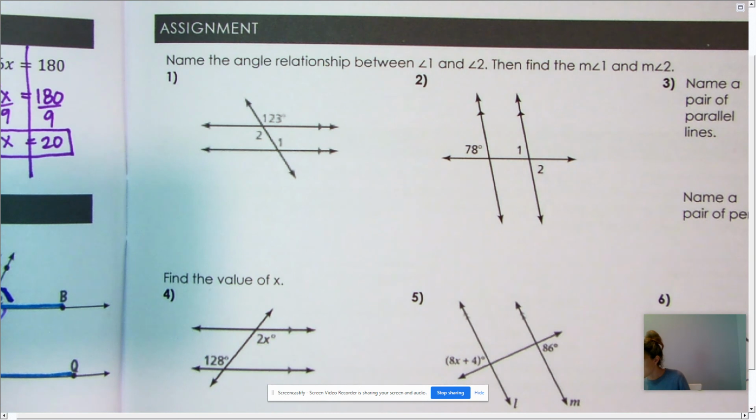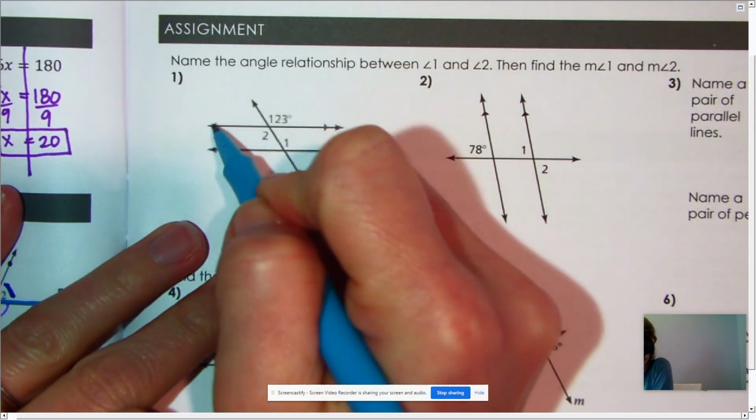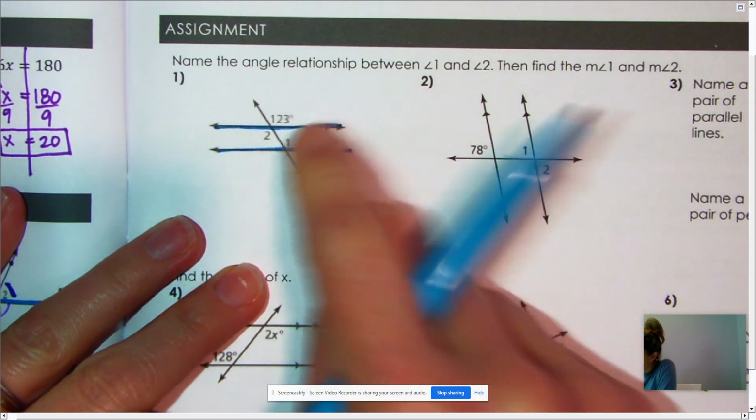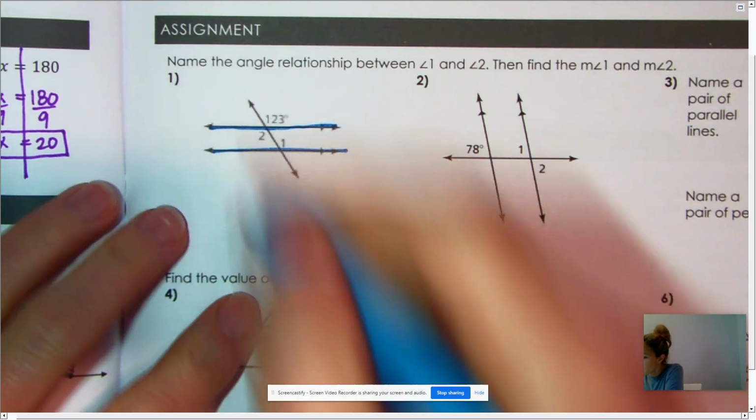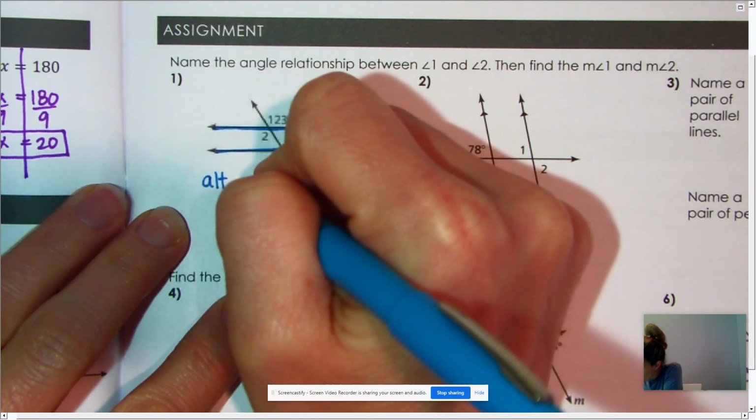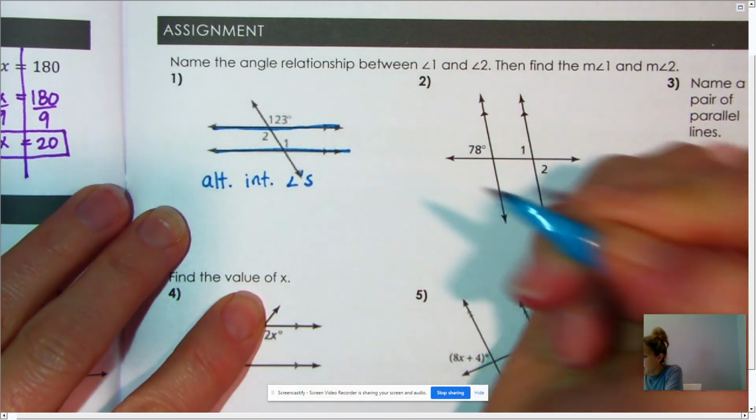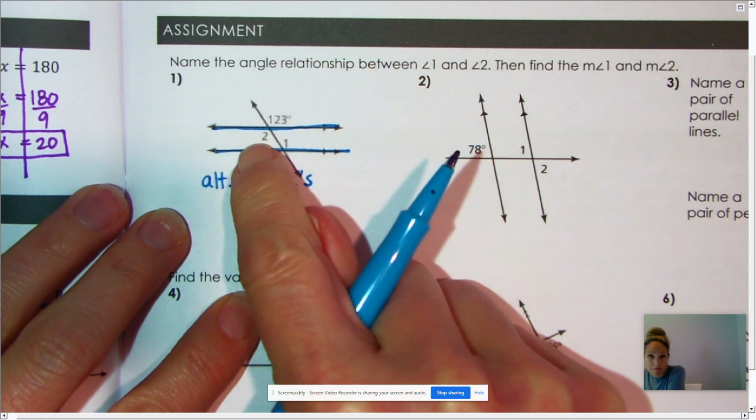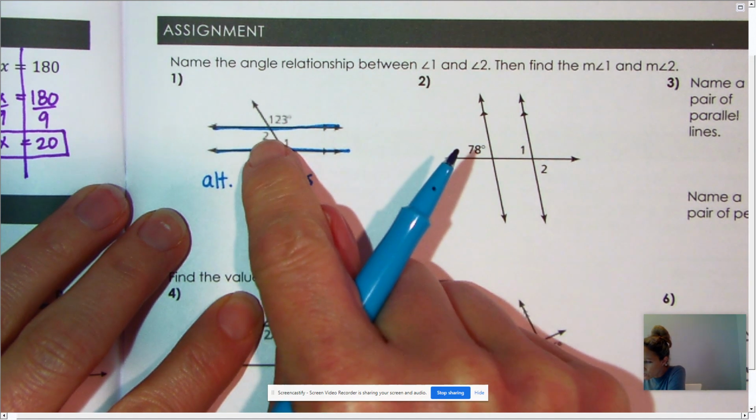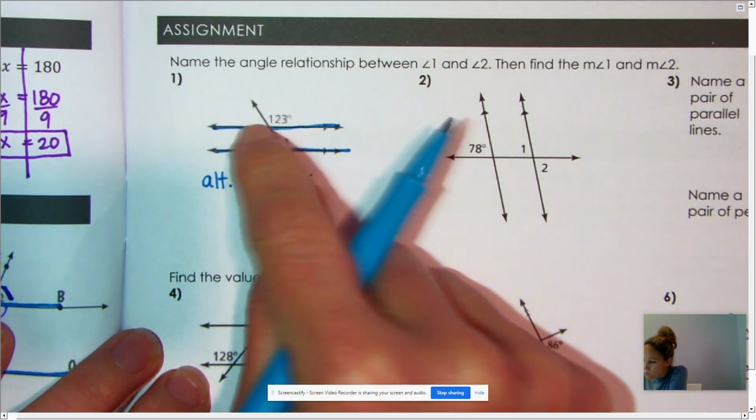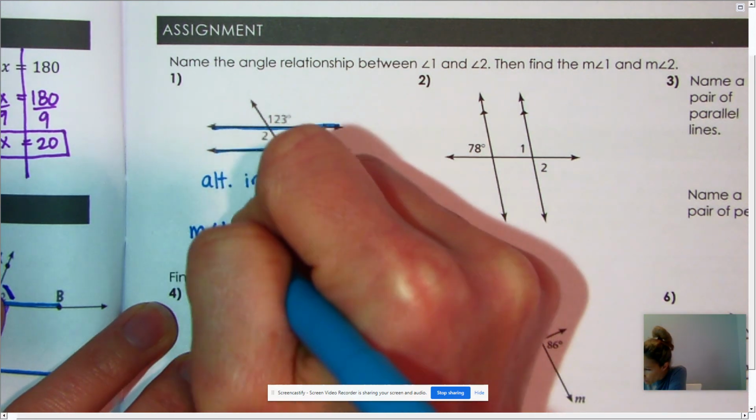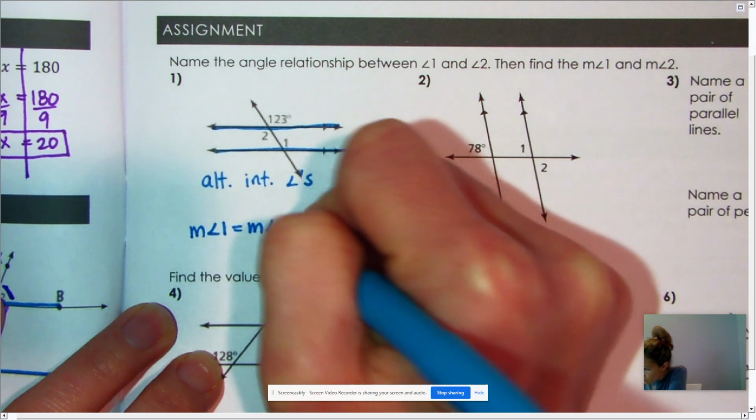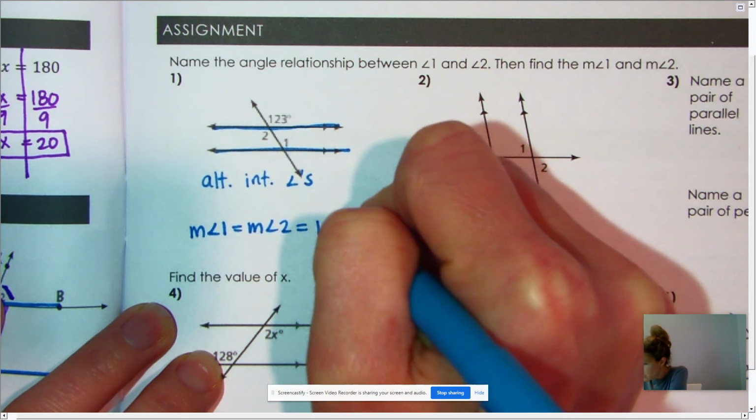Okay, question number 1 says, name the angle relationship between angle 1 and 2, then find the measure of angle 1 and 2. Okay, so I like to start by drawing my parallel lines. 1 and 2 clearly are in between, so those are interior. They're on alternate sides of the transversal. So we would say that they are alternate interior angles. And because 2 and 123 are vertical angles, I know that the measure of angle 2 is 123 degrees. Because those are alternate interior, I know that they are equal to each other. So I can even just write it like this. Measure of angle 1 is equal to the measure of angle 2, which is equal to 123 degrees.